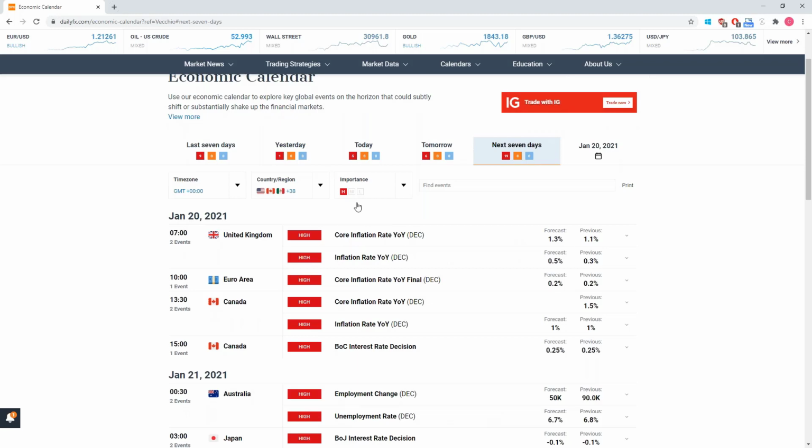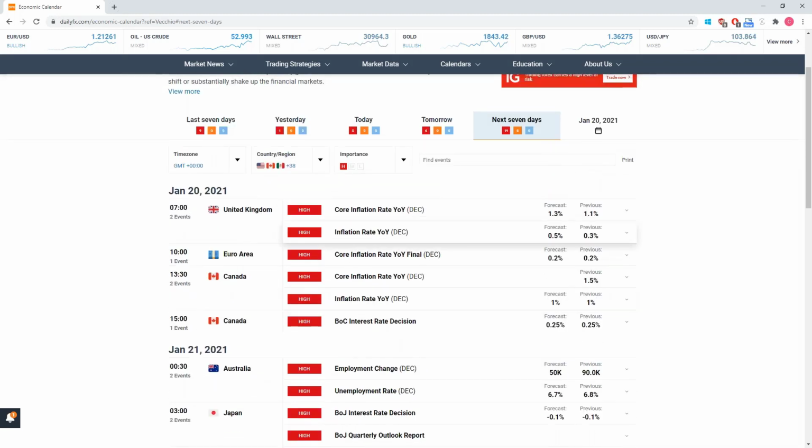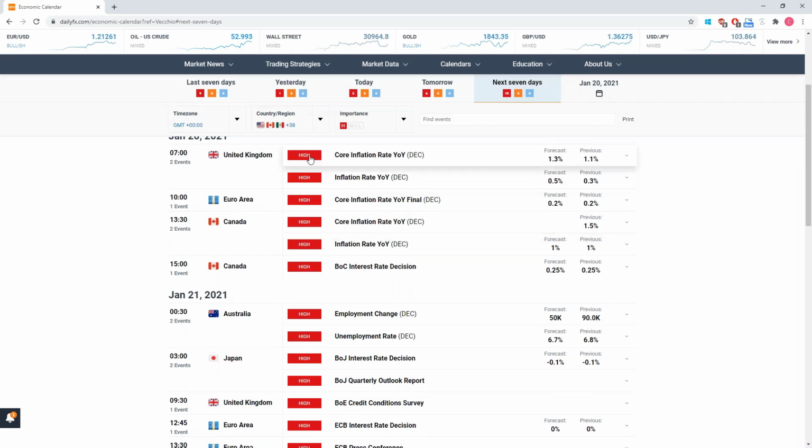For the next 7 days, you can see we have a bevy of high-rated events coming out. And a lot of these make sense. UK CPI or inflation rate, high. Euro area inflation, Canada inflation, all rated high. Why would that be the case? Well, think about this logically.